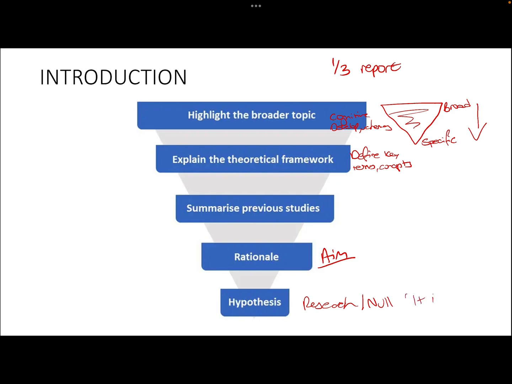We say it is hypothesized that, and here we say the aim of the present study is to.